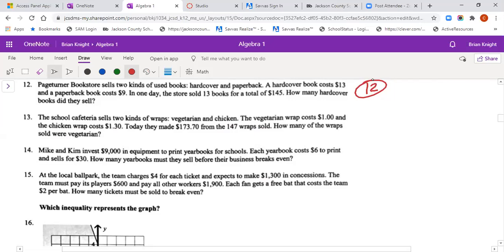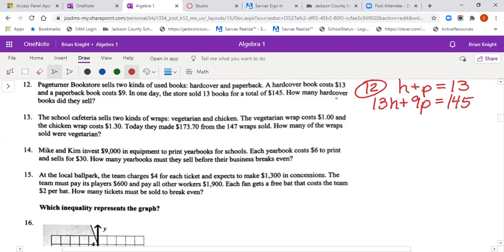sell? Okay. So this problem, we just did it. The only difference is last problem we were talking about cakes and pies. This time we're talking about hardcover books and paperbacks. But everything else is the same. How many books total did we sell? 13. So that's hardcover plus paperback equals 13. And how much money did we make? Or did we buy, I guess? $145. So each hardcover book was 13 plus each paperback was 9 equals 145.